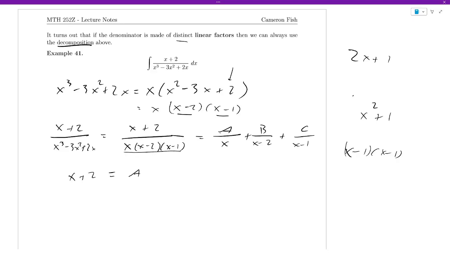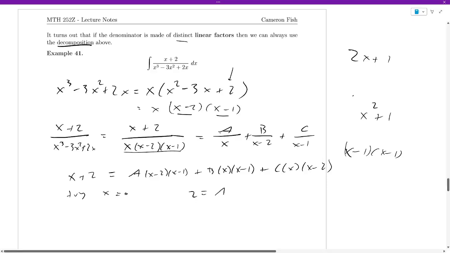We're going to multiply this whole denominator over. So the x with the a is going to cancel, and this is all that's going to be left. On the b, we're going to have an x and x minus 1. The other part will cancel. And then on the c, we're going to have an x and an x minus 2. Now you could try plugging in numbers. So I would try x equals 0. You'll get 2 equals a times minus 2 times minus 1, and then the rest will be 0. So we'll get a is 1, I think.